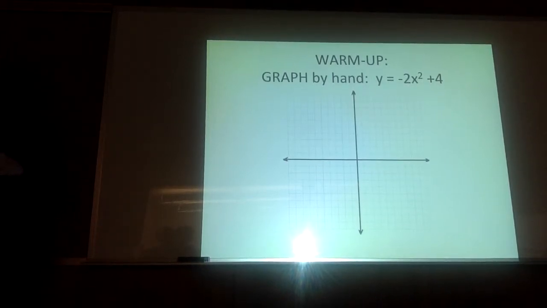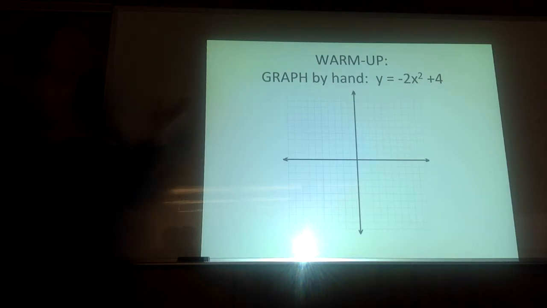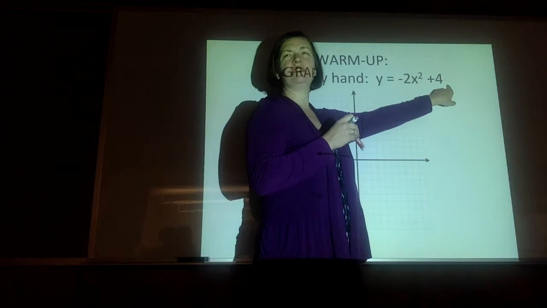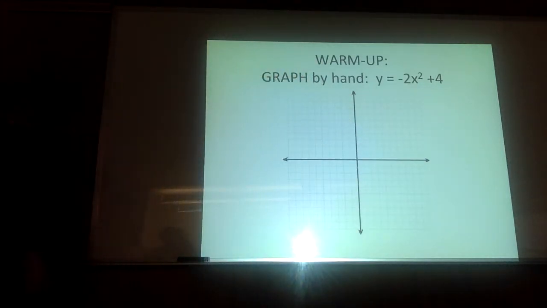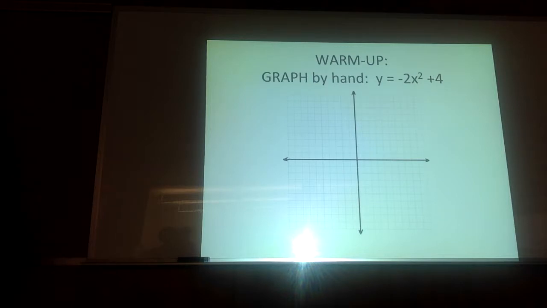All right, if you're up to date, first question, what is the general shape? Parabola. It's a U, right? What does the +4 do at the end? It moves it up 4. Moves it up 4. +4 is going to move the vertex up 4.